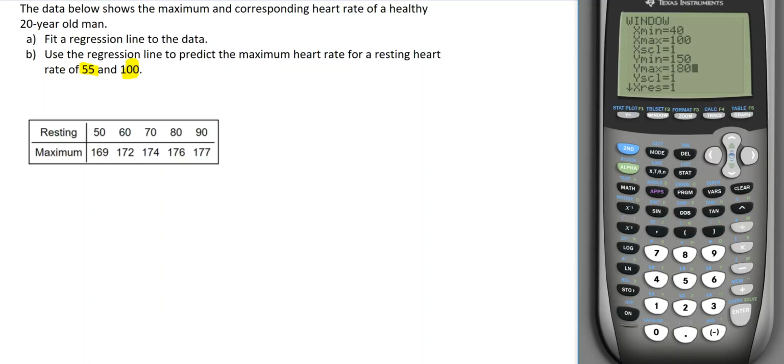And then we have to turn the stat plot on. So you're going to press second Y to get the stat plot, and then you activate it on. Now when you graph, you see the data. The data looks like this. They don't lie on a straight line, so it's almost linear. So we're going to find the line that best fits the data, or the linear regression line.